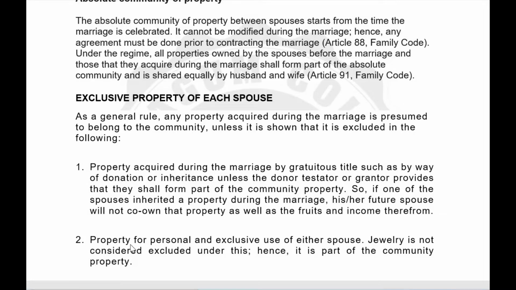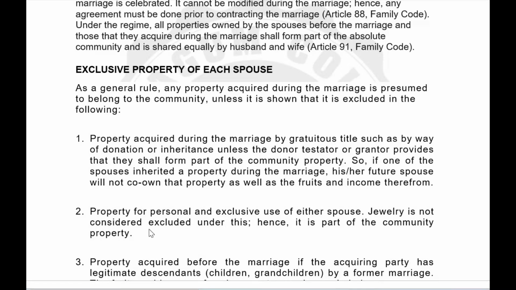Okay? Personal property for personal and exclusive use of either spouse, no? Such as yung gamit na panglalaki at gamit ng pambabae, no? That would be exclusive property of each spouse. However, jewelry is not considered excluded under this, no? Hence it is part of the communal property or the community property. Okay? Yan siya. So yung jewelry, no? Especially yung mga earrings, necklaces ng wife, hindi siya ma-consider na exclusive property but rather community property. Okay?